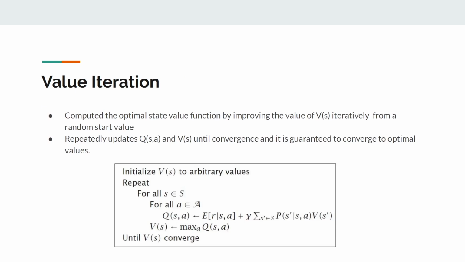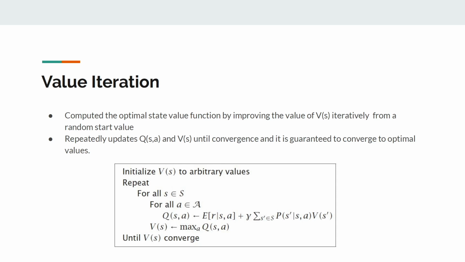Now, one such algorithm is called value iteration. Basically, we compute the optimal state value by improving the estimation of V of S iteratively from a random start value. So we repeatedly update the Q values and the value V until it converges, and it is guaranteed to converge to the optimal values.